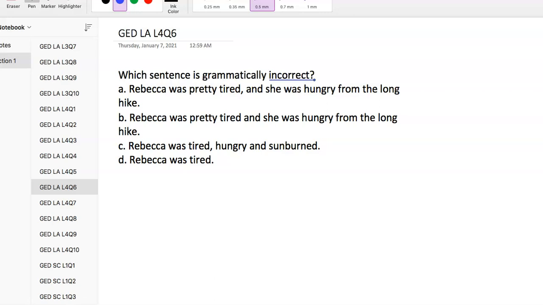So we never put a comma between two words or phrases joined by the word and. There should not be a comma between the words tired and and in answer choice A. Okay, so right here, and then the and, this is a problem. So because of that, that is incorrect, where answer choice B, which just doesn't have the comma, is correct.